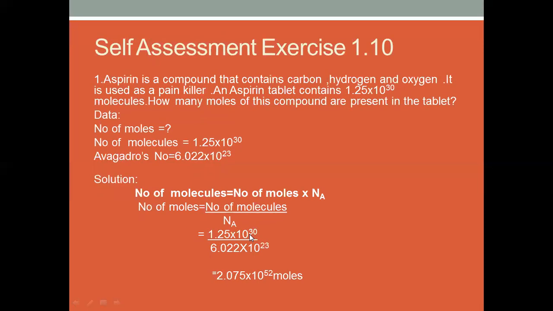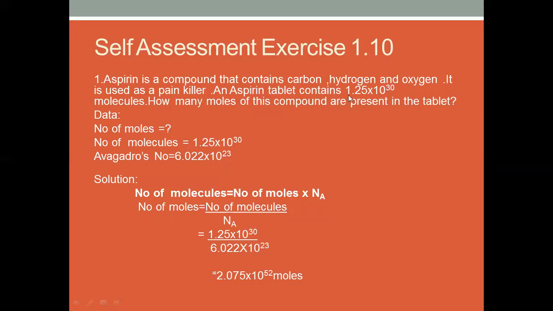Self-assessment exercise 1.10, question number 1. Aspirin is a compound that contains carbon, hydrogen, and oxygen, meaning an organic compound. It is used as a painkiller. You are using Disprin, you are using aspirin. These are actually used as painkillers. An aspirin tablet contains 1.25 × 10^30 molecules. How many moles of this compound are present in the tablet?